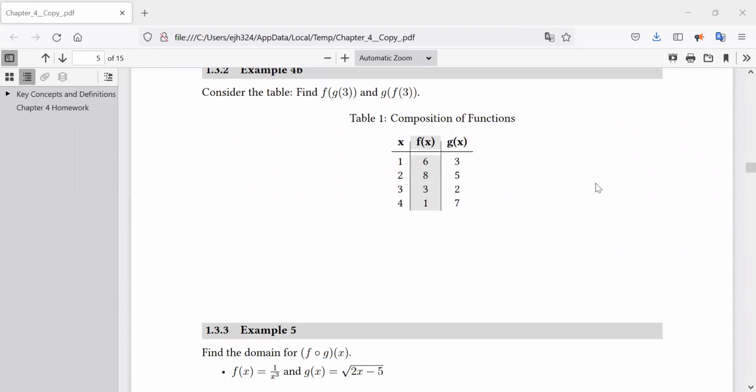We can also do it on charts, which are basically the same idea, but you get rid of a lot of the extra unnecessary information. So now we're doing f of g of 3. g of 3 is 2, and then f of 2 is 8. Similarly, for g of f of 3, f of 3 is 3, and g of 3 is 2. Does that make sense to people?